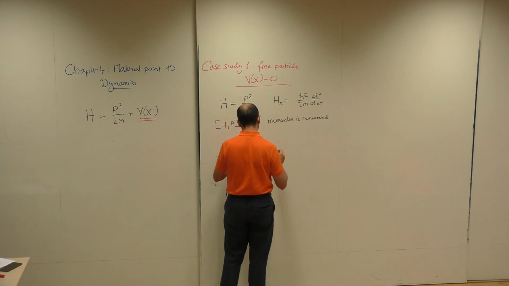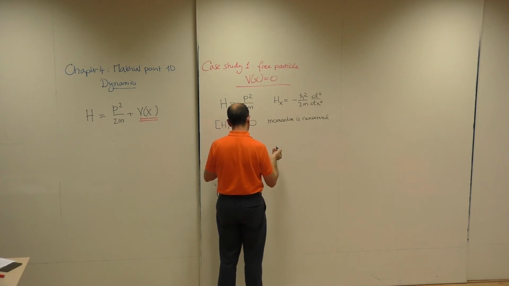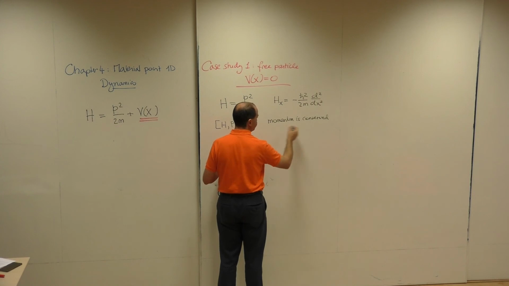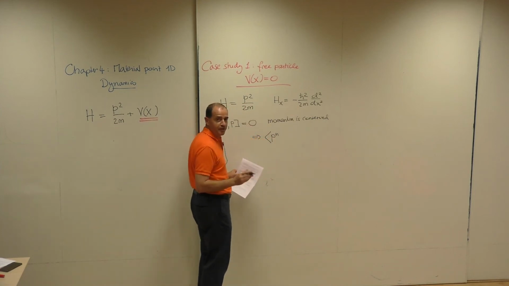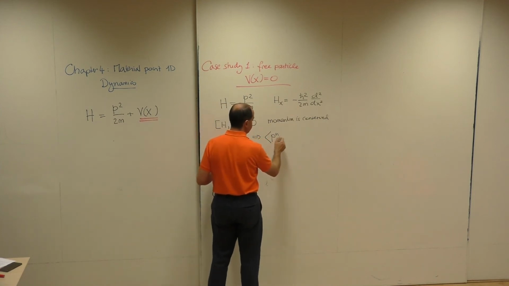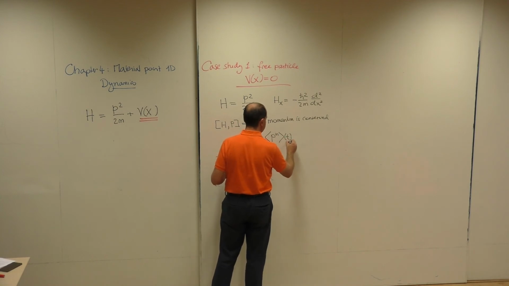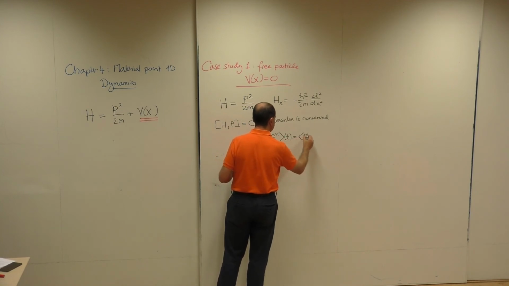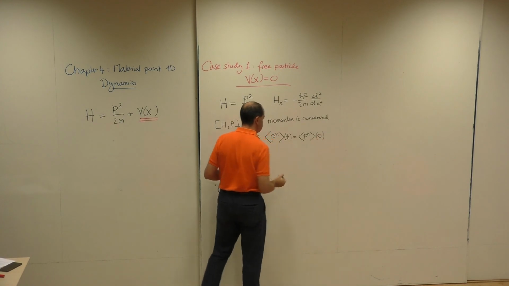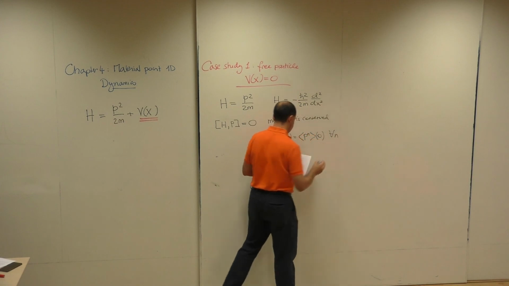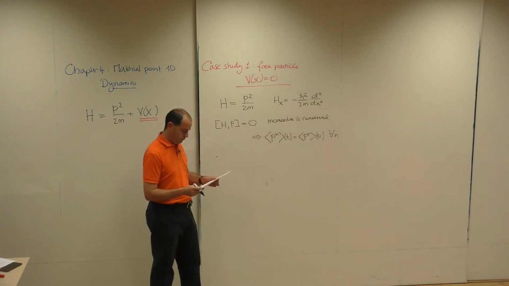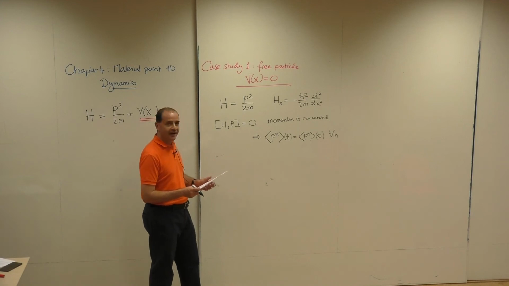And in particular, all the statistics are conserved. This implies that the average value of momentum, the distribution of momentum, is conserved. So the average value of momentum to the power n at time t is equal to the same value at time 0, for every n. Now let's go back to Ehrenfest's theorem.